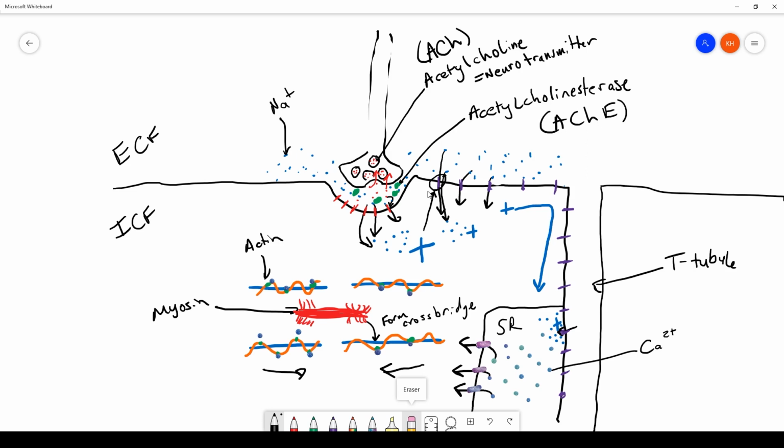ACHE functions by breaking down acetylcholine. Once ACHE breaks down all of the acetylcholine that is left over inside of the synaptic space, these ligand-gated sodium channels will shut off. Then a sodium-potassium pump is used to pump the sodium back out of the cell. As the sodium leaves, the positive charge is reduced and the negative charge is restored inside of the muscle cell.